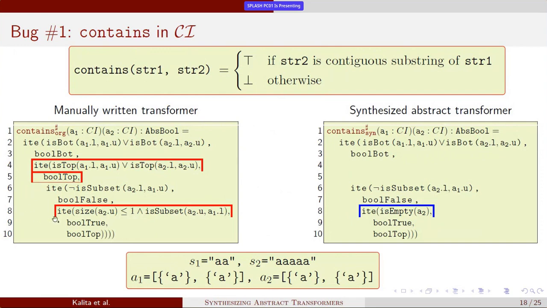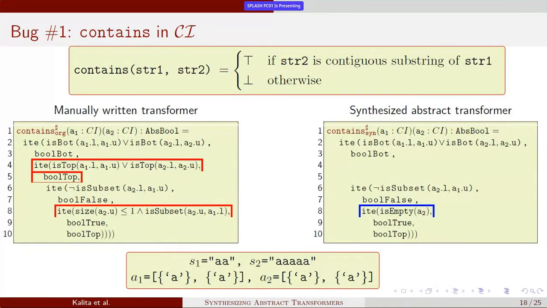Now let's see in line number 8, there is some condition. Here U stands for the may and L stands for the must. So A2.U means the may of the second one is less than or equal to 1, which is true, and it is a subset of A2.U, they are all the same, so it satisfies. Nothing to worry about. So it returns bool true. So the output of contents in the abstract domain takes the Boolean lattice: top, true, false, and bottom.